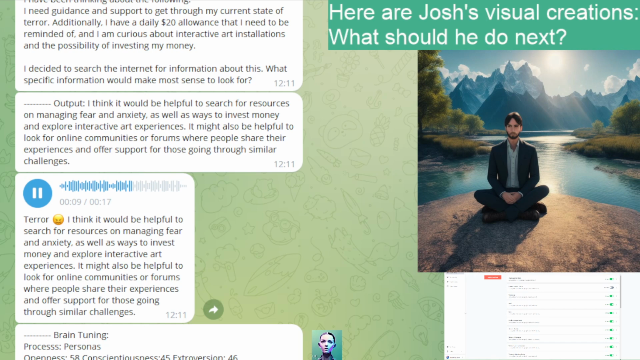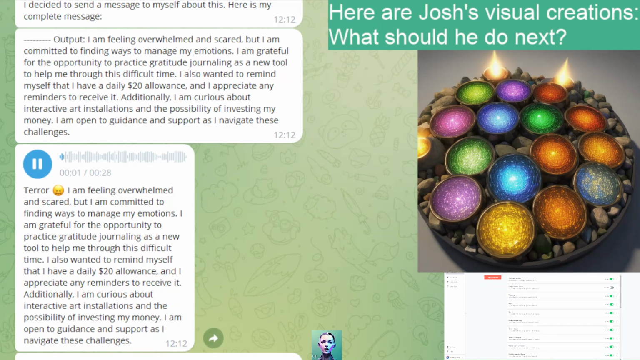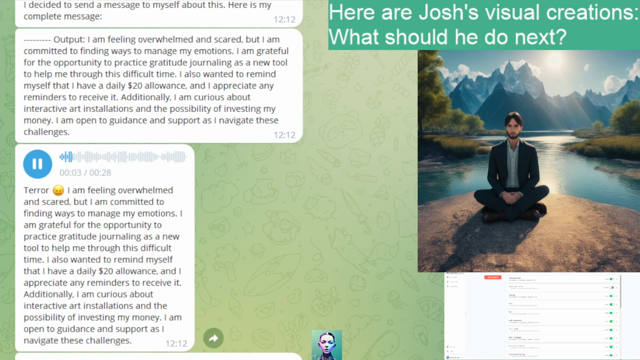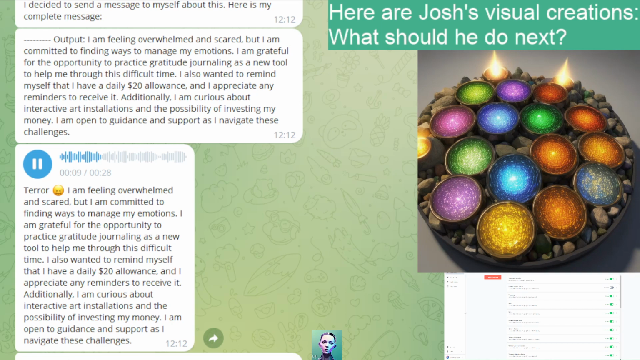It might also be helpful to look for online communities or forums where people share their experiences and offer support for those going through similar challenges. I am feeling overwhelmed and scared, but I am committed to finding ways to manage my emotions. I am grateful for the opportunity to practice gratitude journaling as a new tool to help me through this difficult time.